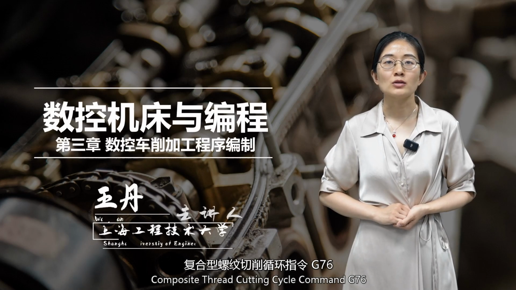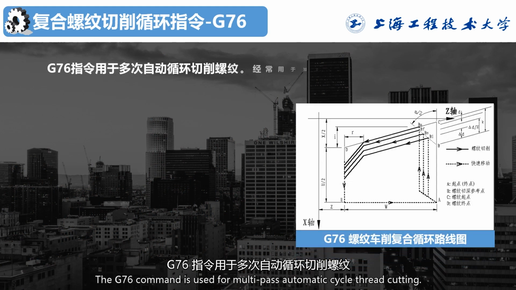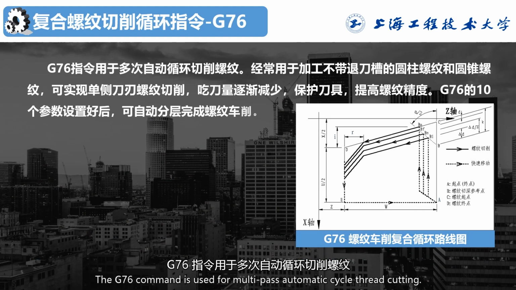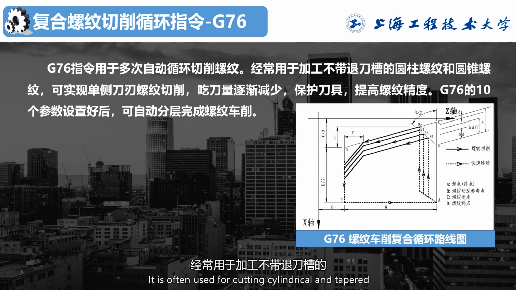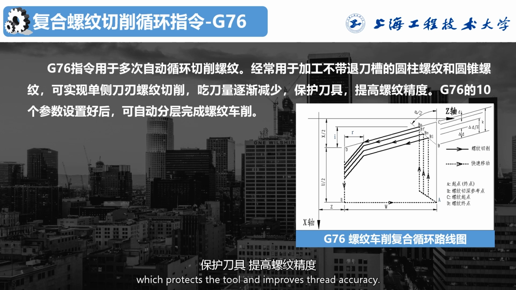Composite thread cutting cycle command G76. The G76 command is used for multi-pass automatic cycle thread cutting. It is often used for cutting cylindrical and tapered threads without relief grooves, enabling single-edge thread cutting with gradually reduced depth of cut, which protects the tool and improves thread accuracy.